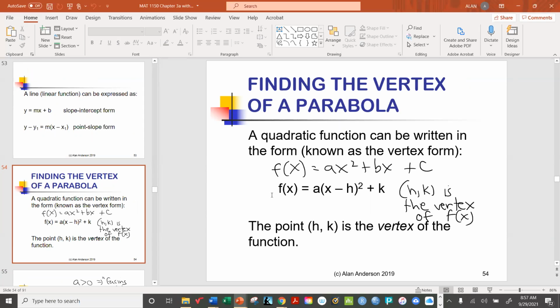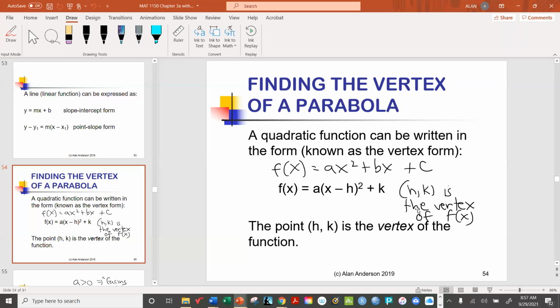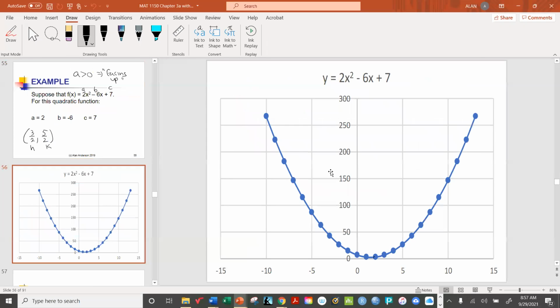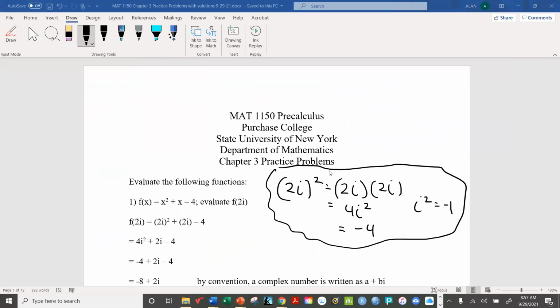So the way these letters are written, H comma K is the vertex. In other words, H is the x coordinate of the vertex, and K is the y coordinate of the vertex. All right, so keep that in mind. And then we went through and did some examples. So let's get back to this now.